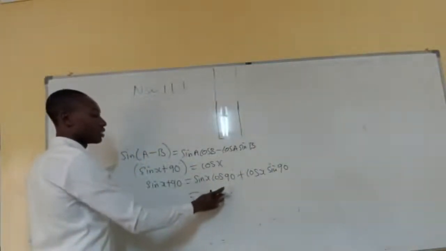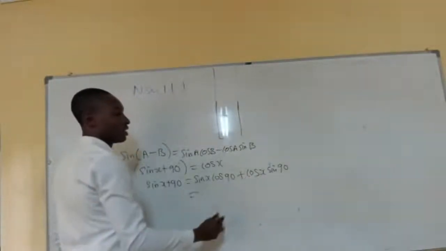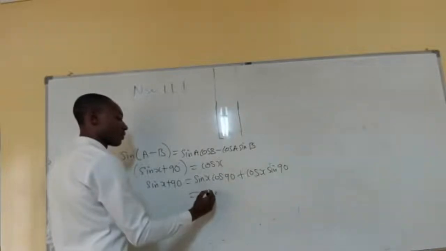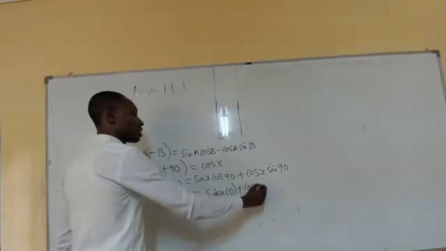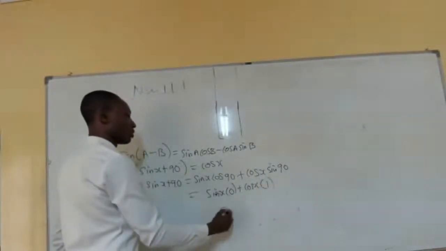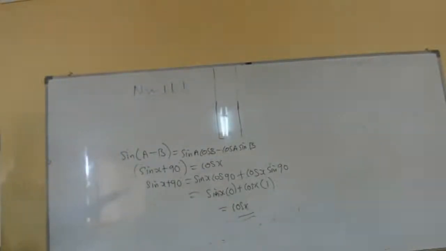So we know that cos 90 is 0, and sine 90 is 1, so this ends up being sine x multiplied by 0 plus cos x multiplied by 1. Okay, which ends up being cos x. So I've used the sum difference identity in order to get to my final answer. Right, so that's how we deal with such questions. It's basically not as complicated as they look.